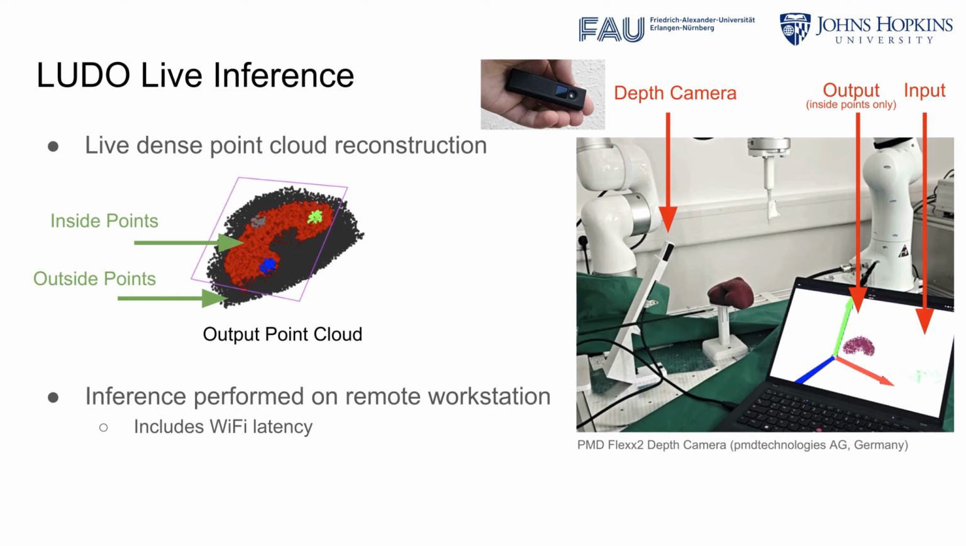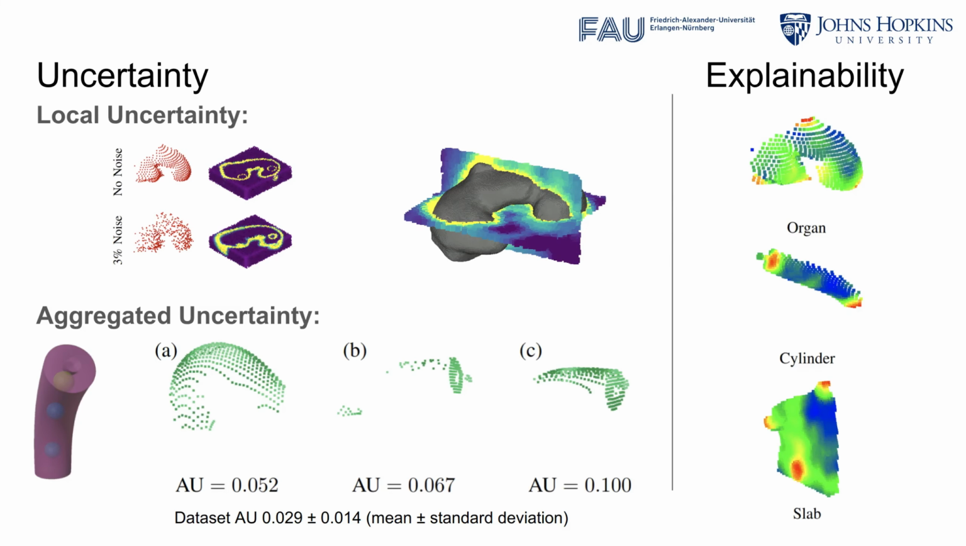We can loosely divide the output point cloud into 2 parts, which is the inside points and the outside points. For the visualization, we only show the inside points, as the outside points would obscure the view. As stated previously, we integrate methods to compute uncertainty and explainability for deformable object understanding. We provide both a local and aggregated uncertainty. Therefore, we can determine what parts of the deformable object LUDO is very certain about, and if the inferred structural information is reliable as a whole.